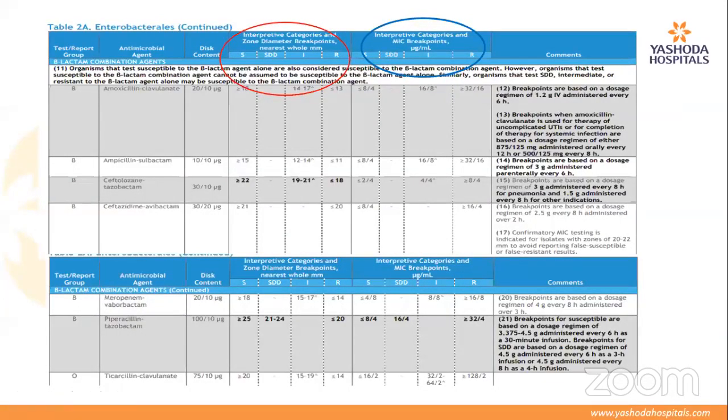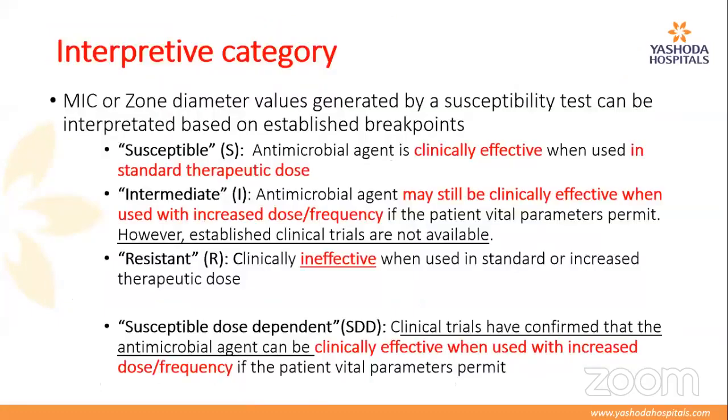Now coming to a new terminology, susceptible dose dependent. It started just 2 to 3 years ago. The short form is SDD. SDD is almost the same as intermediate, but here the drug is clinically effective when used at an increased dose or frequency. And the most important thing is that clinical trials have already confirmed this for the antimicrobial agent. Few antimicrobial agents have SDD values.